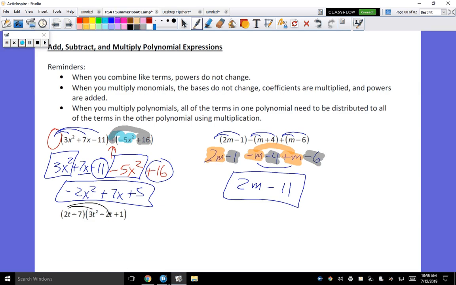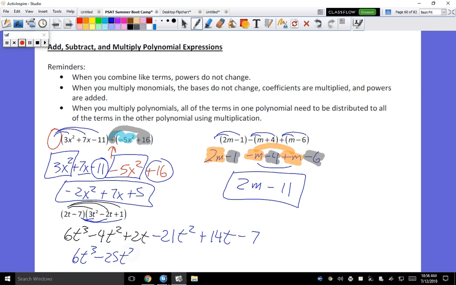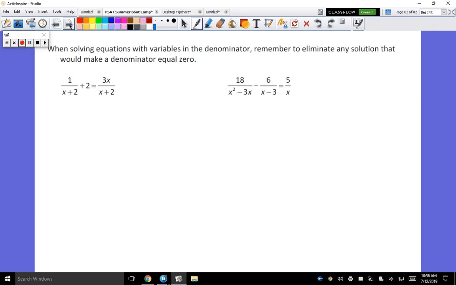So distributing this 2 gives us 6t cubed minus 4t squared plus 2t. Distributing this negative 7 gives us negative 21t squared, positive 14t, and a negative 7. Now, combine like terms and tell me what should I write as my final answer. 6t cubed minus 25t squared plus 16t minus 7. Perfect. Easy enough.